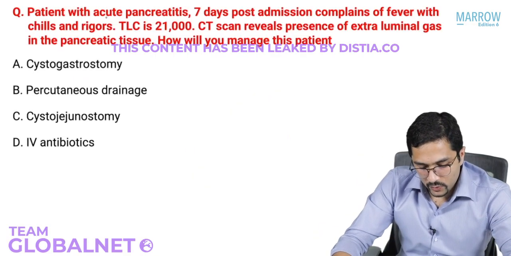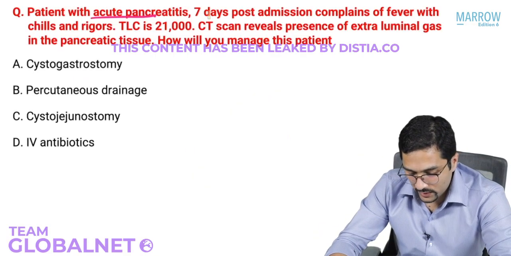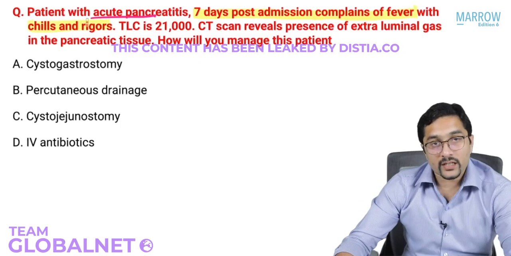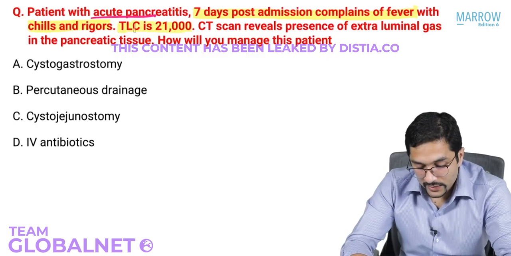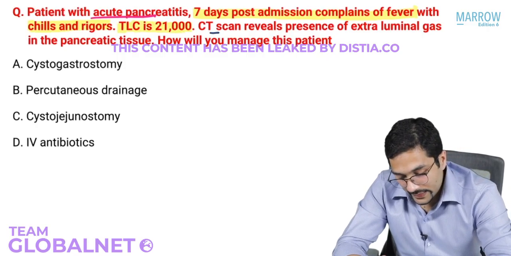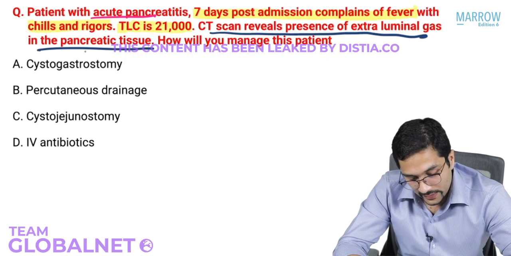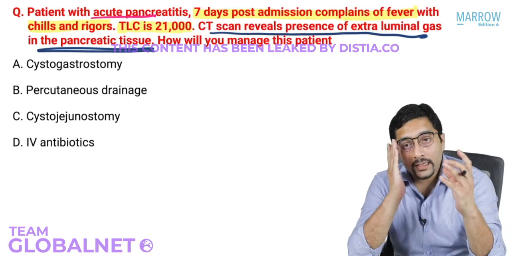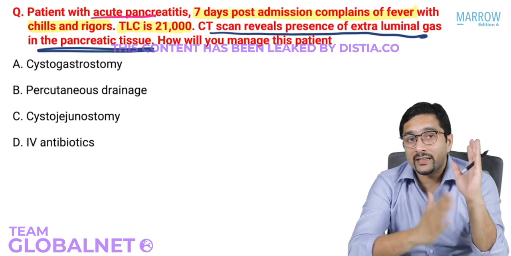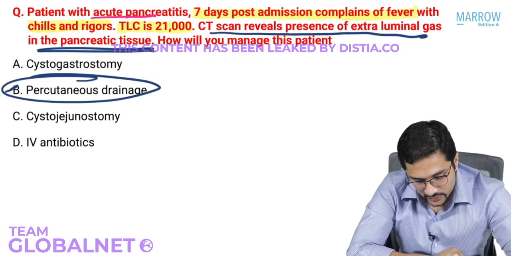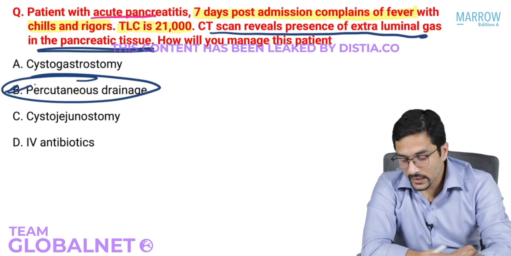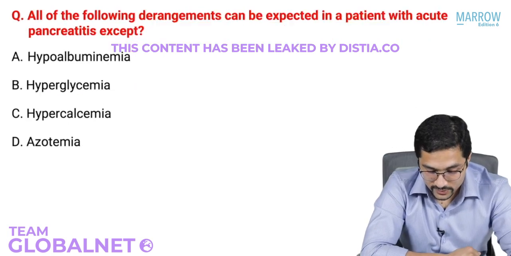A patient with acute pancreatitis 7 days post-admission complains of fever with chills and rigors. Right, so fever with chills and rigors means there's some infection. TLC is 21,000 and CT scan reveals extraluminal gas. Remember, extraluminal gas means there's infected pancreatic necrosis. And what do we carry out here? Percutaneous drainage has to be done first in these patients.